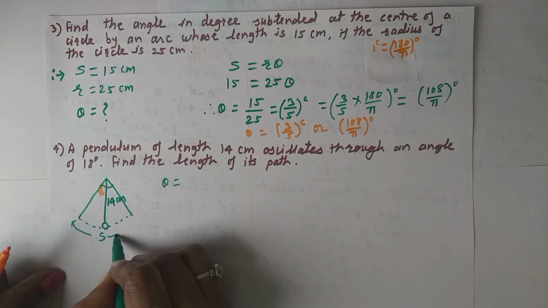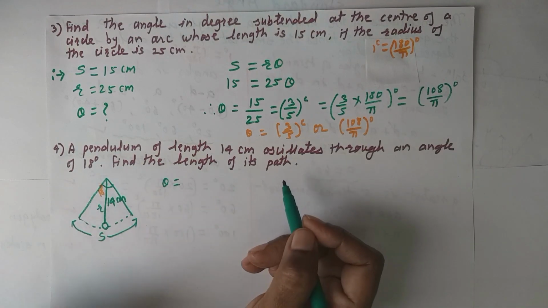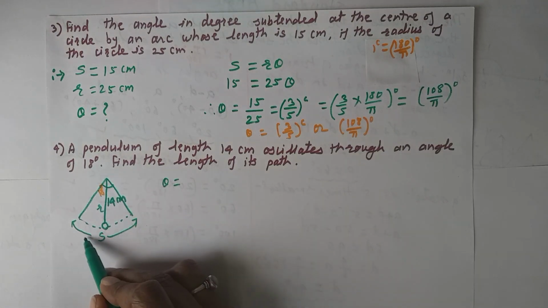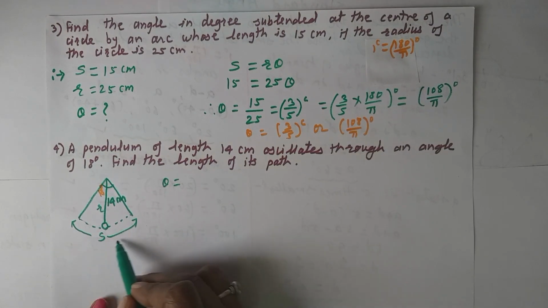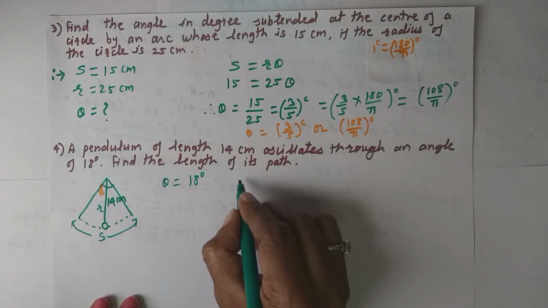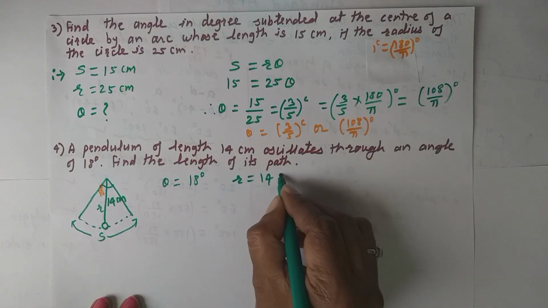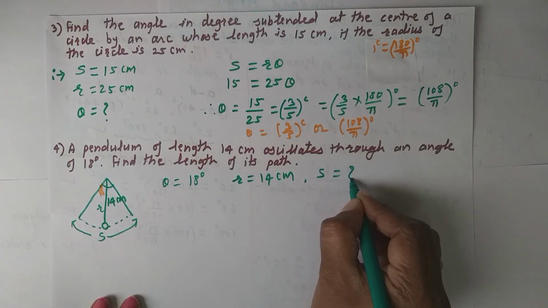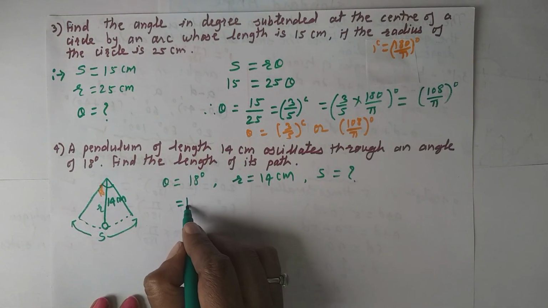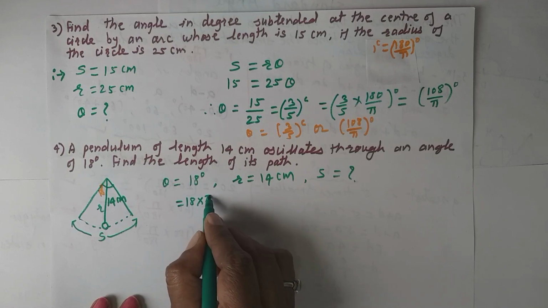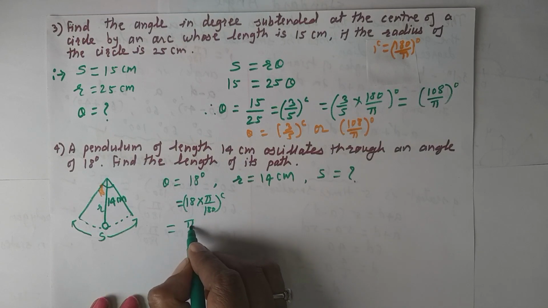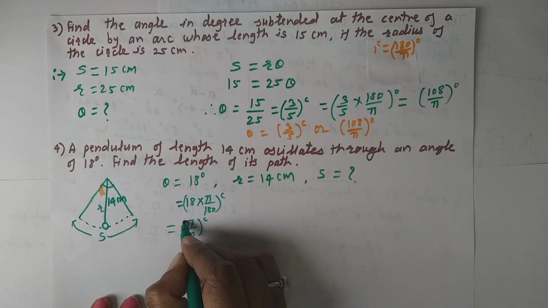This is nothing but S. This is R. R is here 14 centimeter. Angle theta is 18 degree. And we have to find the length of path, means we have to find the S, that is arc length. First you convert this angle into radians. I will multiply this angle by pi by 180 and this is nothing but pi by 10, the angle in radians.